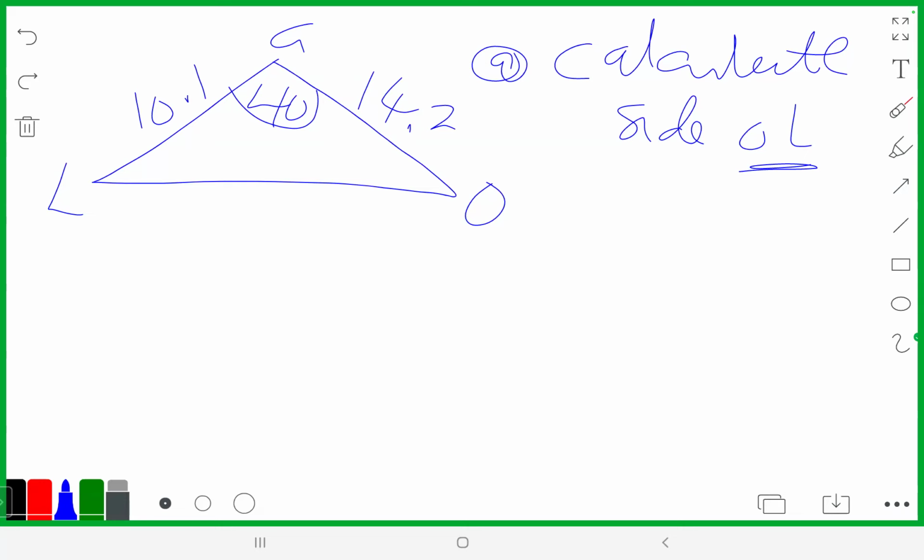So this is how you decide. It's not just the issue of guessing. You don't just say, okay, today I want to use the cosine rule, I'm tired of using the cosine rule, let me use something else. No, it doesn't work like that.